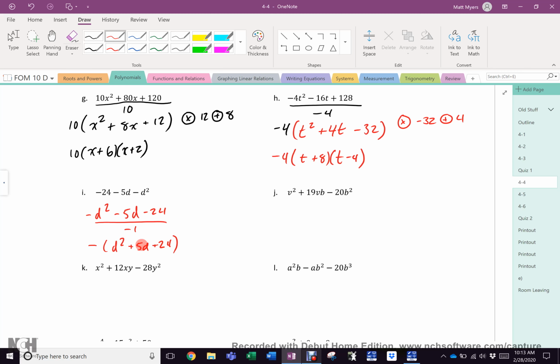Could it be -8, -3? That would still get me positive 24, but would it get me positive 5? No. So guess what? That's done. We took out the only factor we could. We tried something to make it look more factorable. It didn't work, so we leave it. Everybody good? All right. Tell me what's different about J.